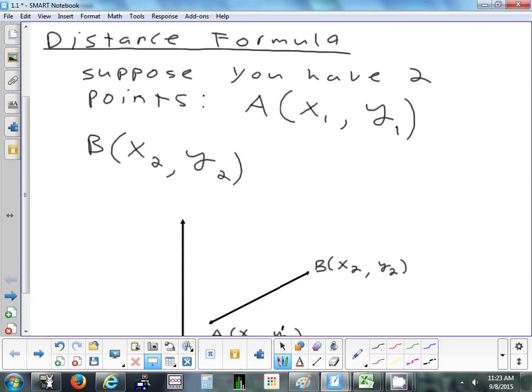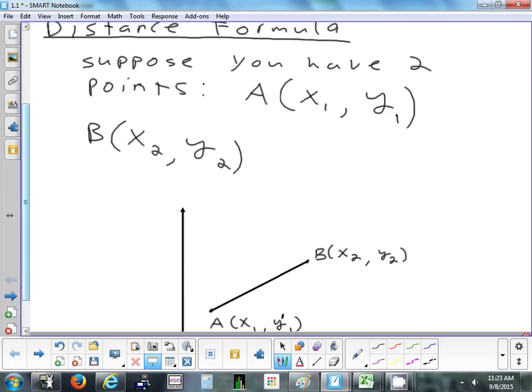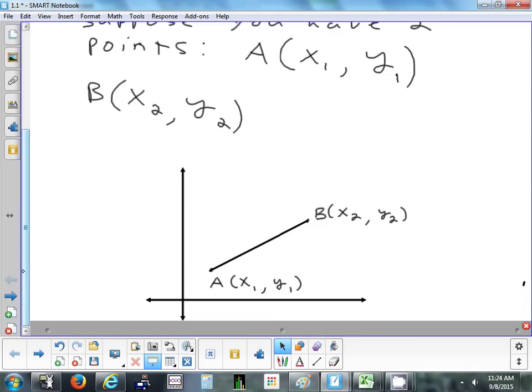Right, so there's an example. We got point A, point B, and we just want to know how long that segment is. Okay, that's basically what the distance formula is used for. Okay, anybody remember what the distance formula is? Remember that? All right, well, let's take a look at the picture, see if we can figure it out.